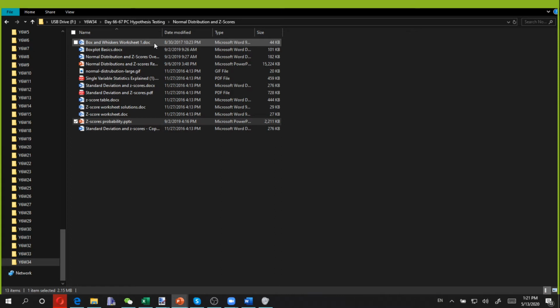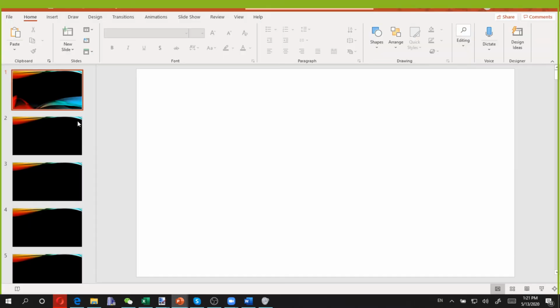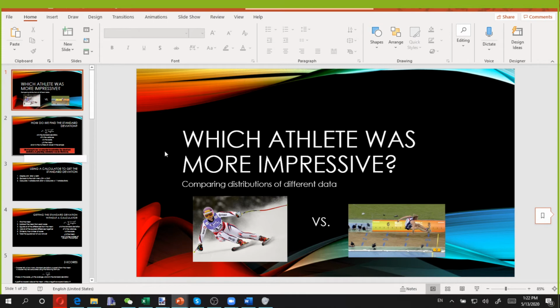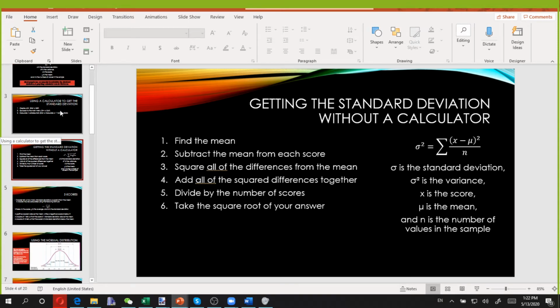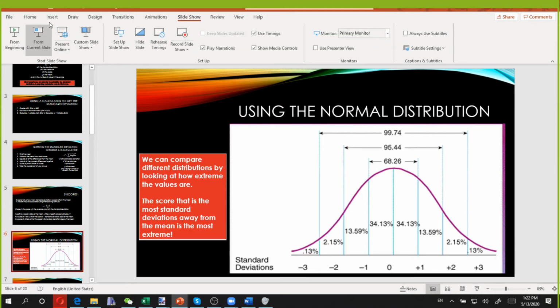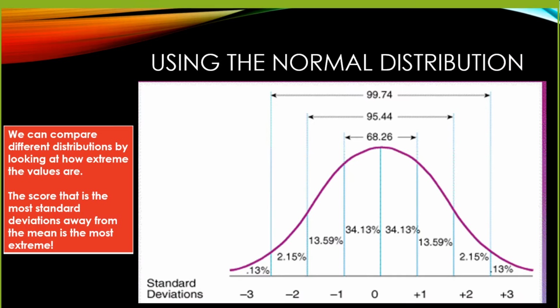We started working with z-scores by comparing different sports. So let me explain what we're doing really quick. One of the cool things about standard deviation is that if you have a bell curve, once you know what one standard deviation is, one standard deviation above or below the mean will always enclose the same percent of all values.